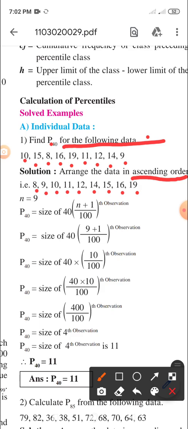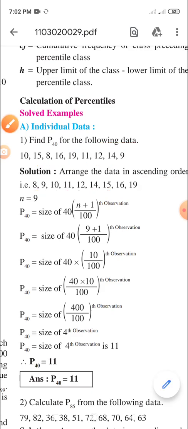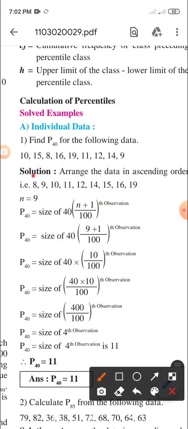Next step, find out the value of n, that is the total number of observations given here. So n: 1, 2, 3, 4, 5, 6, 7, 8 and 9. So n is equal to 9.